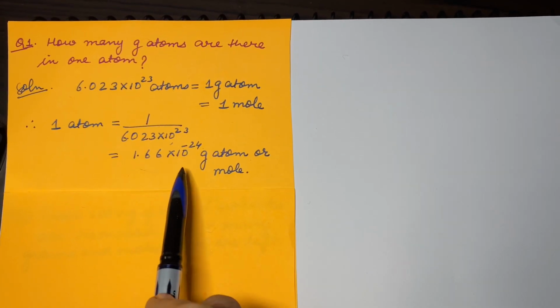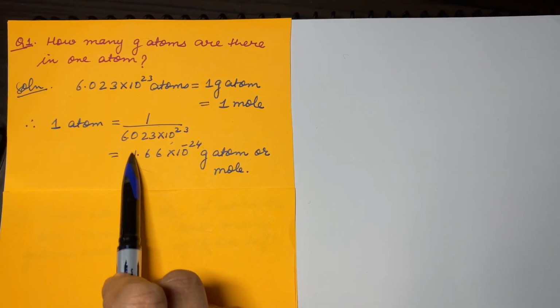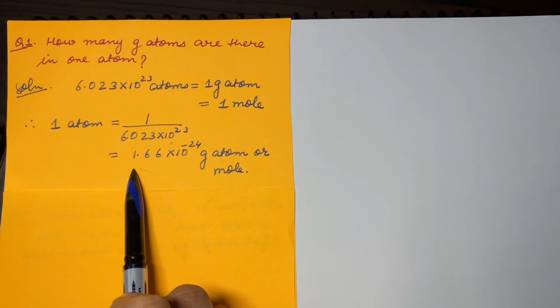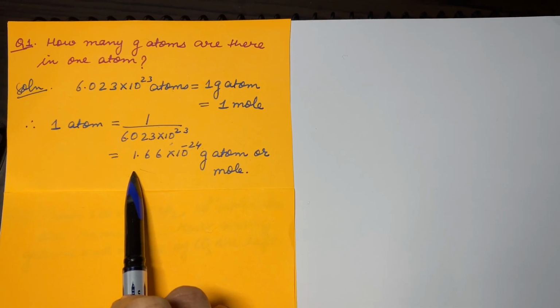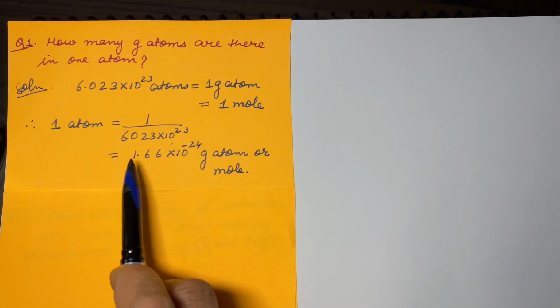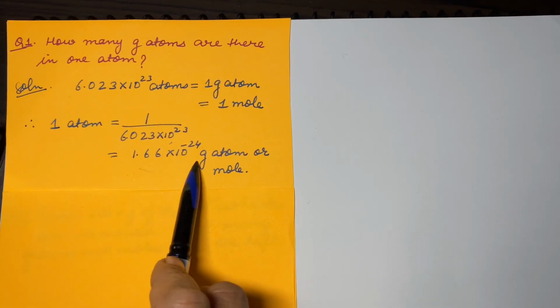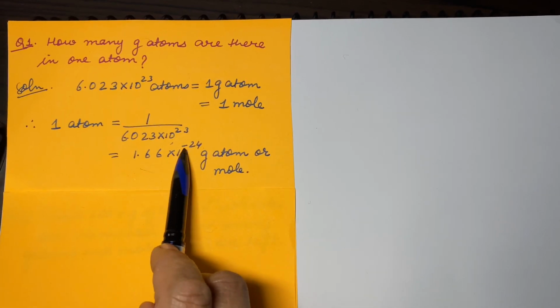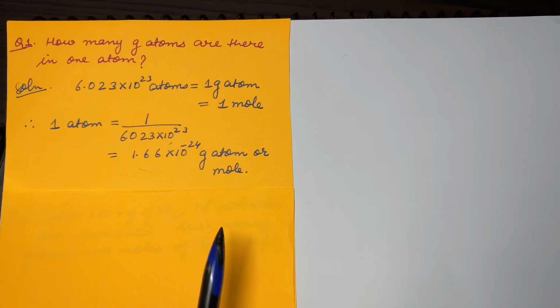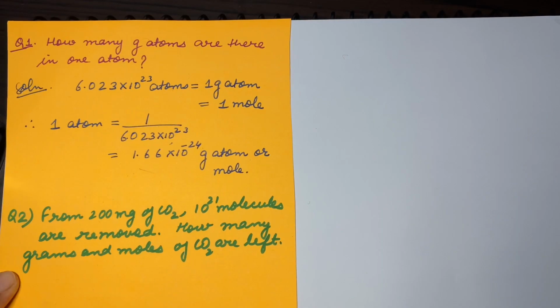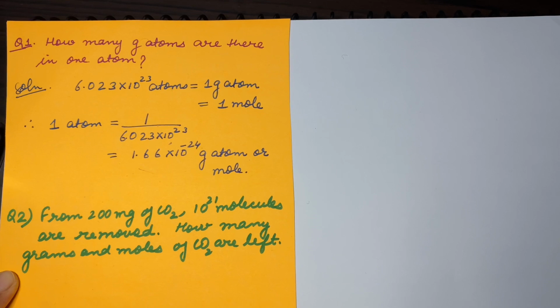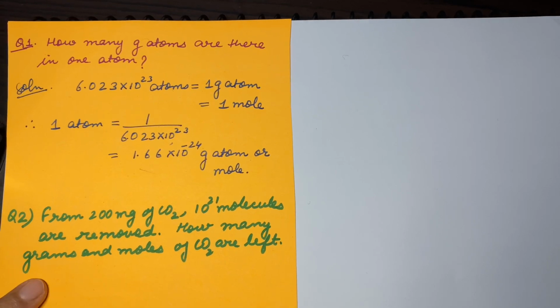This is a simple one. Sometimes in a few questions this value is asked, so you can remember it also: in any compound, the weight of one atom is equal to 1.66 into 10 to the power minus 24 grams. See the next one. From 200 milligram of carbon dioxide, 10 to the power 21 molecules are removed. How many grams and moles of CO2 are left?